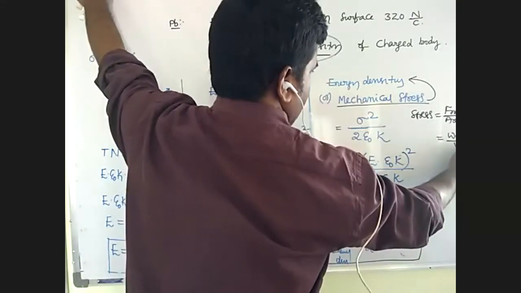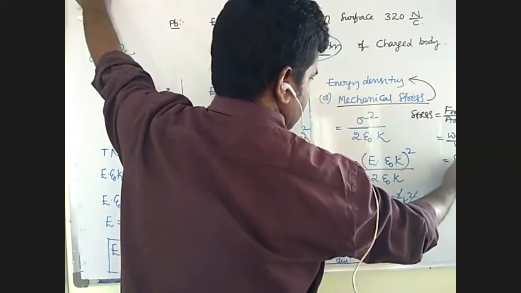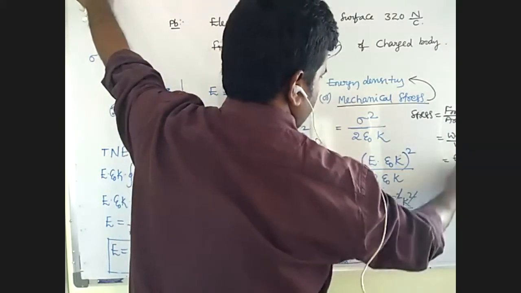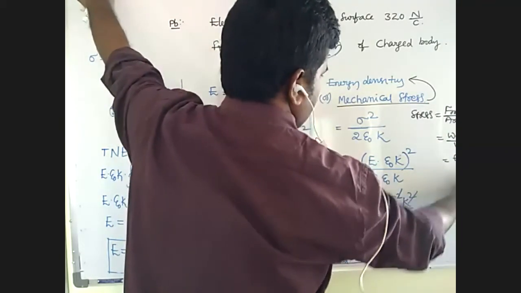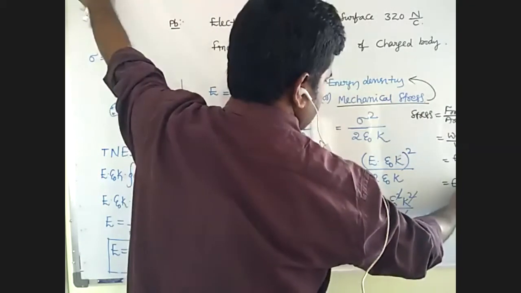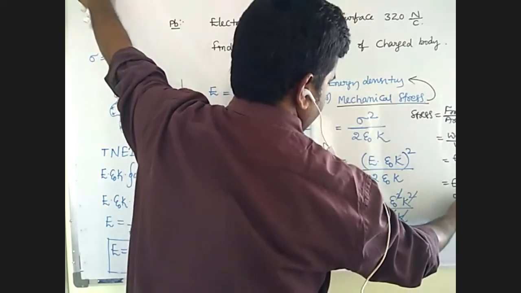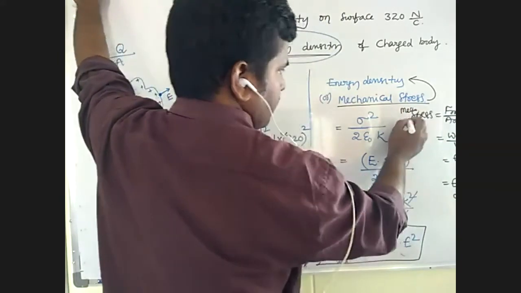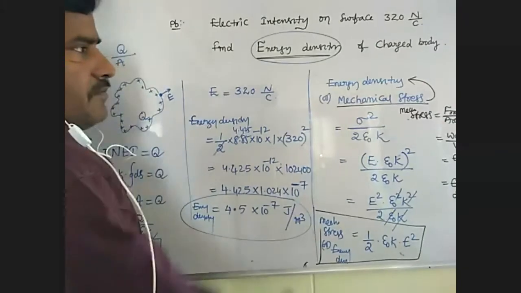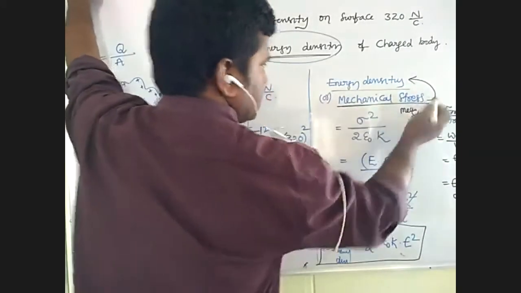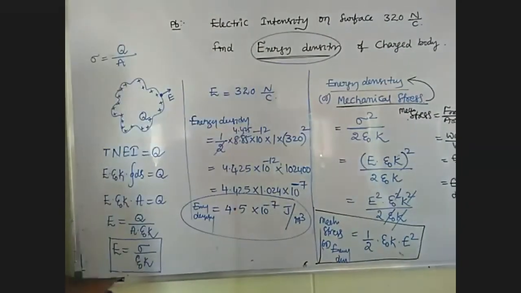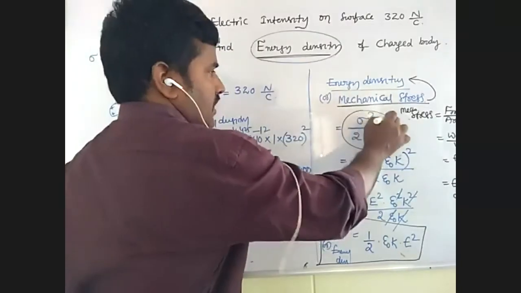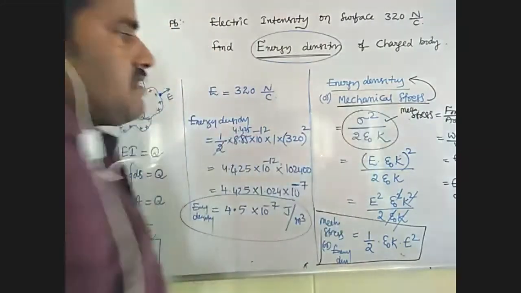Work upon area into displacement gives work per volume, which is nothing but energy per volume. Energy upon volume is nothing but energy density. Mechanical stress is nothing but energy density. So sigma square upon 2 epsilon naught K is the mechanical stress.